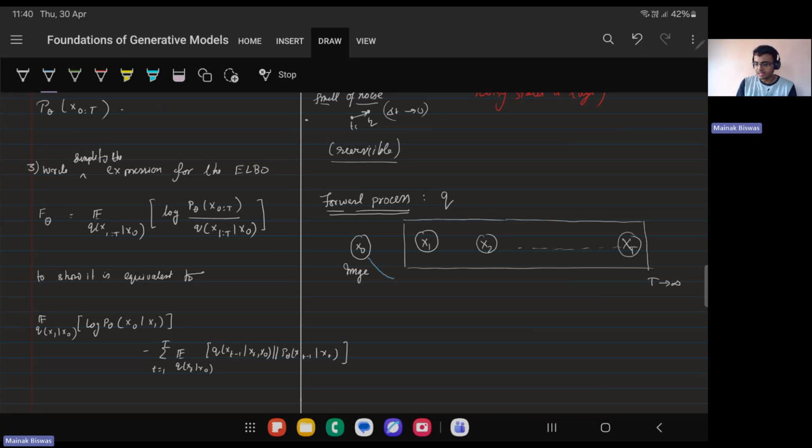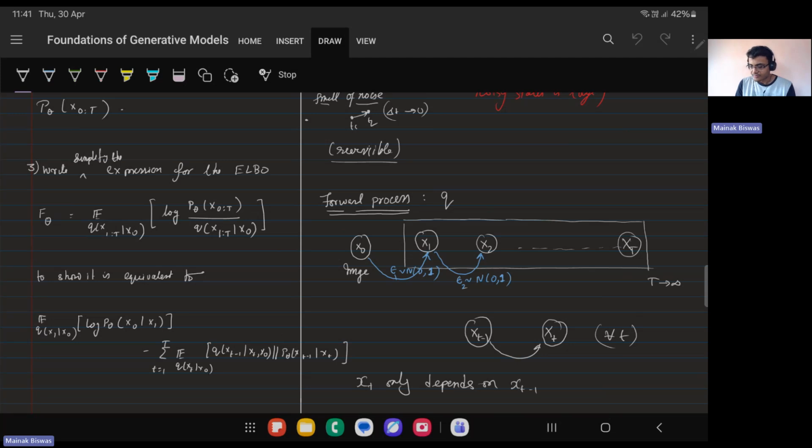So you see that from the x0, you move to x1 by adding, say, a noise epsilon1 from a normal 0-1 distribution. But how do I combine it? And then similarly, from x1 to x2, I will add again another noise, which is again sampled from normal 0-1. So you can see that the forward process between xt minus 1 to xt, for all t, is a Markov chain. So what does it mean? That xt only depends on xt minus 1. That's what it means.